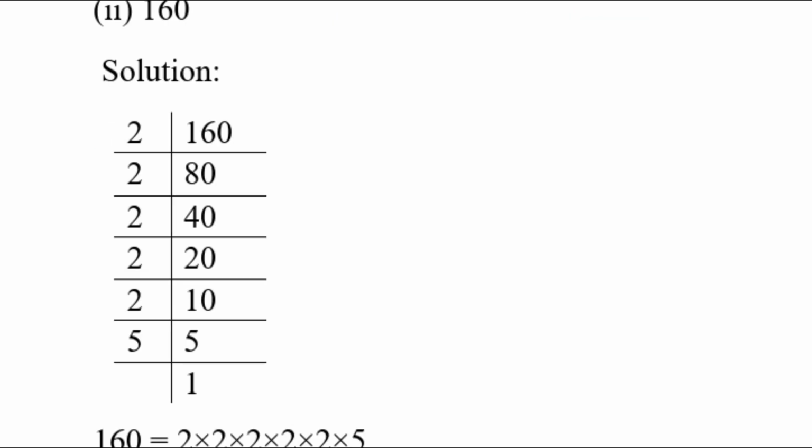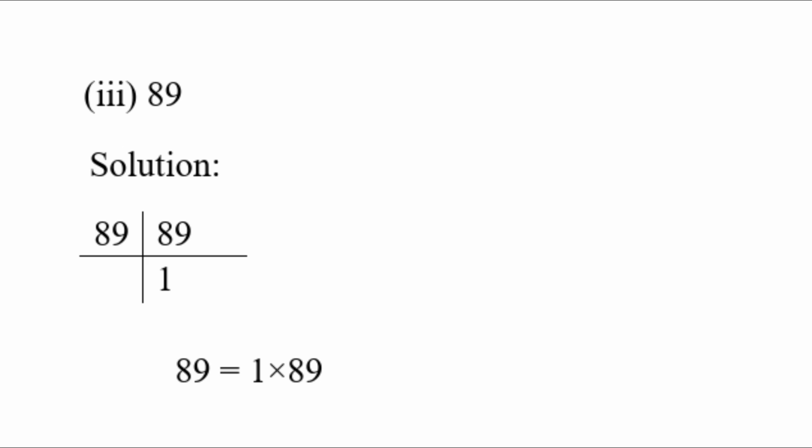The second one is 160, and 160 can be written as a product of prime factors as 2 into 2 into 2 into 2 into 2 into 5. That is, 5 times 2 and 1 times 5, their multiplication. As 89 is a prime number, 89 is equal to 1 into 89.